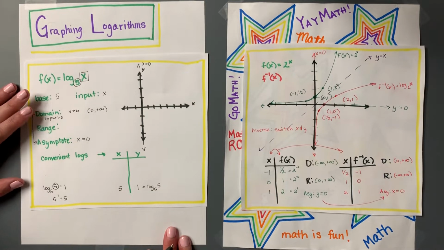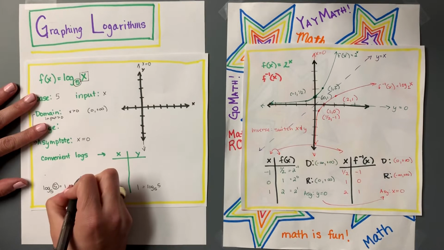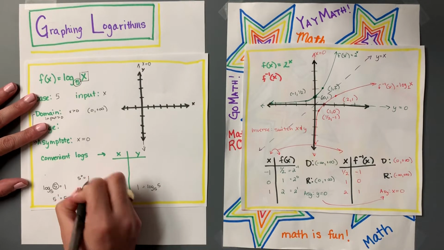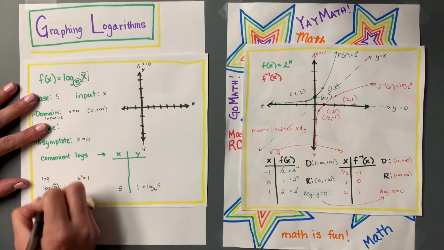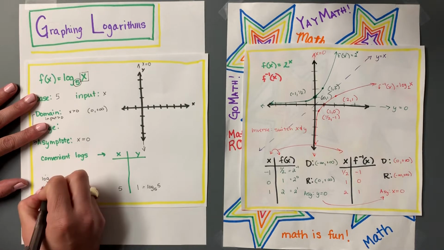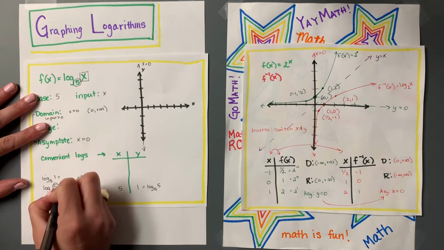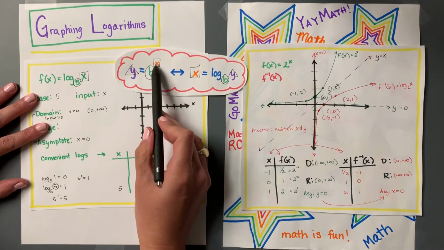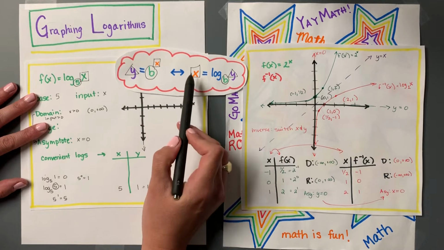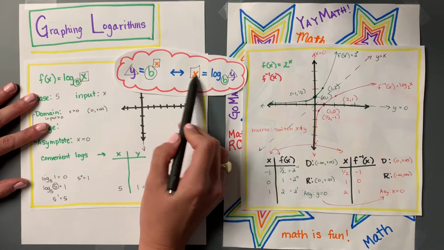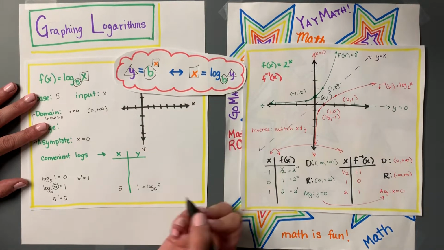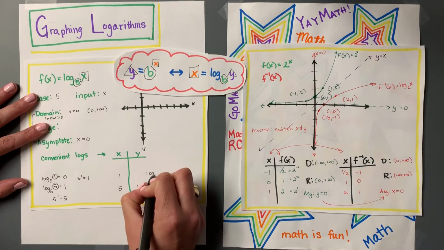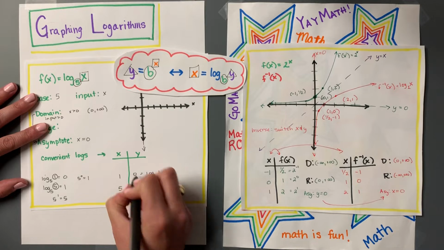So I'm going to be kind to myself and come up with some convenient logs. Another log I know is 5 to the 0 is equal to 1. So log with a base of 5 of 1 is equal to 0. Again, using this relationship, 5 to the 0 is equal to 1, 0 is equal to log base 5 of 1. So my input here is 1, and log base 5 of 1, I know to be 0.